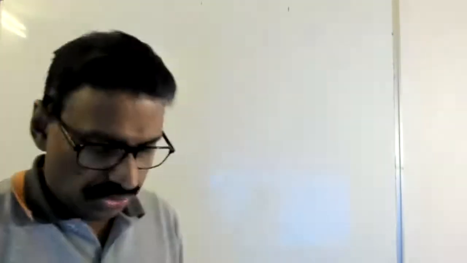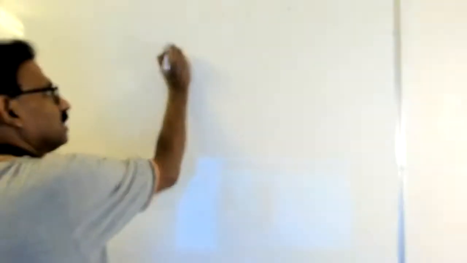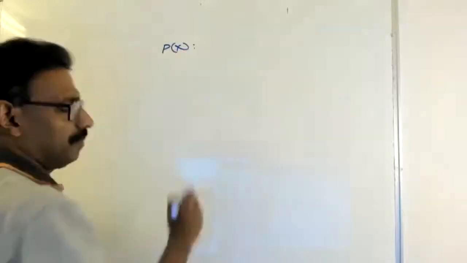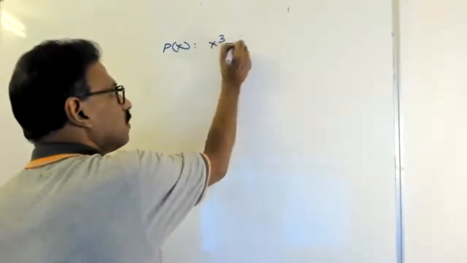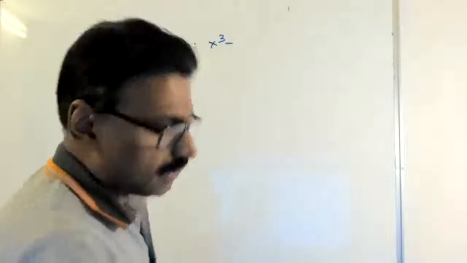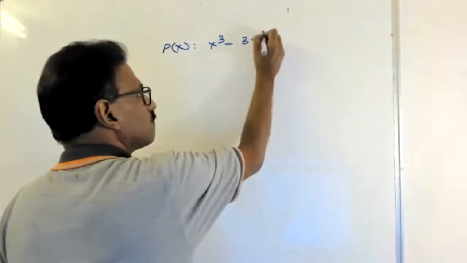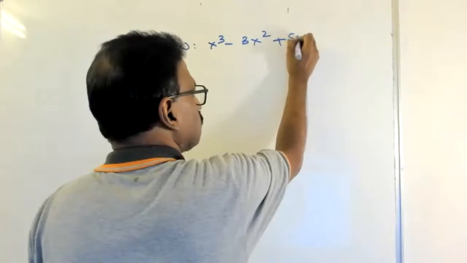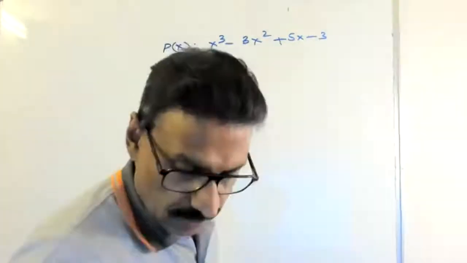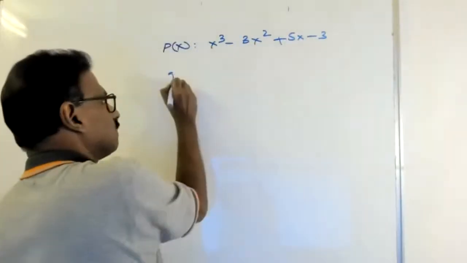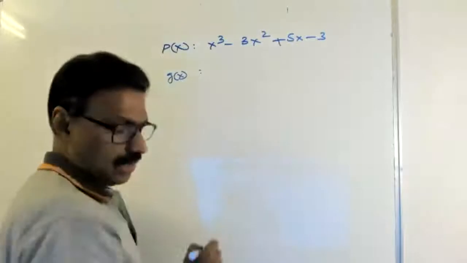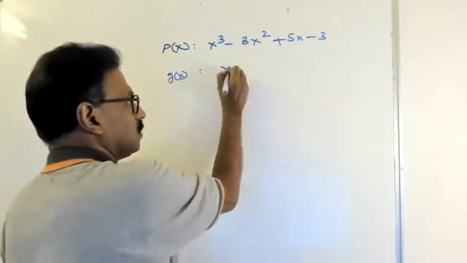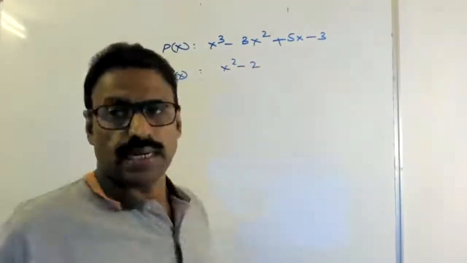So look at here, question number one. First question I'll show. P of x equal to x cube minus 3x square plus 5x minus 3. G of x equal to x square minus 2. Okay. Don't write, I'll explain this one.